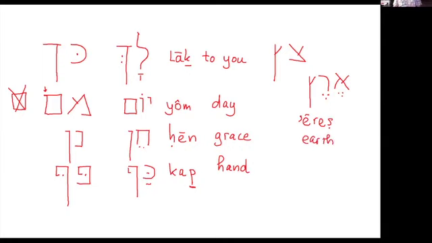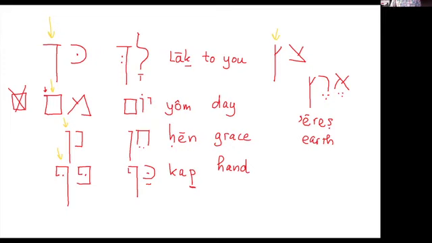So here you have 5 final letters. The Kaf, the Mem, the Nun, the Pe, and the Tzade. These 5 letters are different when they are at the end of a word.